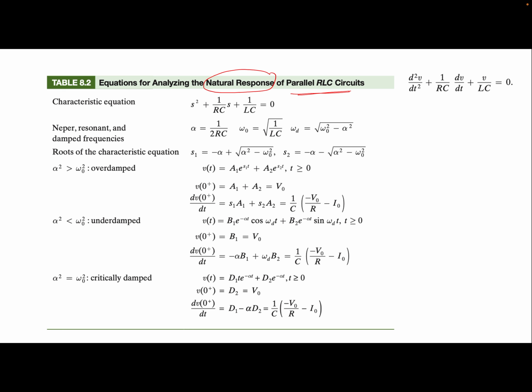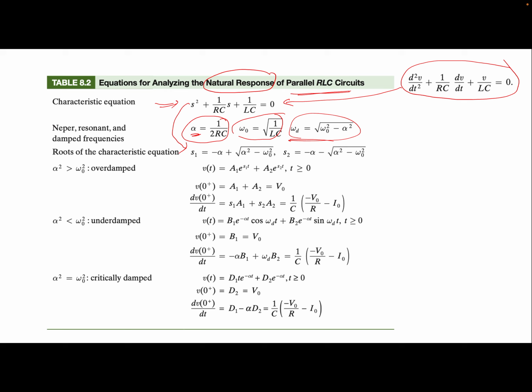When we solve that circuit for the voltage, we end up with a second order differential equation, and then we further solve it to find this characteristic equation. This was a quadratic equation, and this is how we can find its two roots. We also defined the values of the Neper frequency, the resonant frequency, and omega d, which is your damped frequency. We can calculate these variables, alpha, omega naught, and omega d, and based on how the values of alpha and omega naught look, we get the three responses.